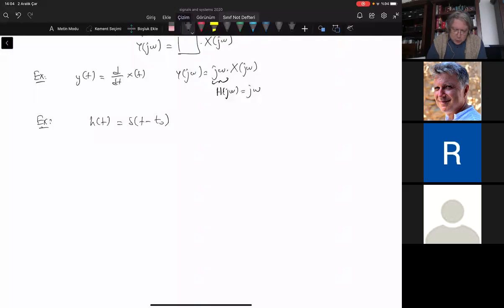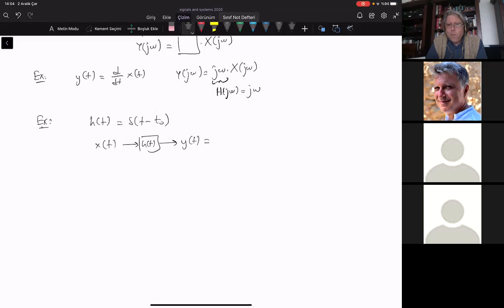What does this system do to any input, which can be notated as x of t? How can you write y of t in terms of x of t? Can anybody tell me the answer here? Y of t is equal to, in terms of x of t? x of t minus t0. Exactly, x of t minus t0, because it's a delay system. The impulse comes in and the delayed impulse goes out. Therefore, an input comes in and the delayed version of the input goes out at the output. So y of t is equal to x of t minus t0.